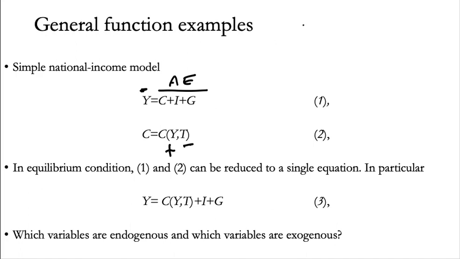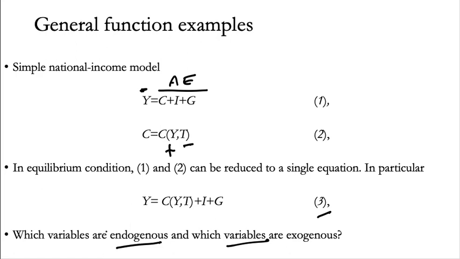Now, we can substitute 2 into 1 so that it yields expression 3. So we have Y equals C as a function of Y and T, plus I plus G. Now, the next question is, which variables are endogenous and which variables are exogenous? What does it mean by endogenous? What does it mean by exogenous?